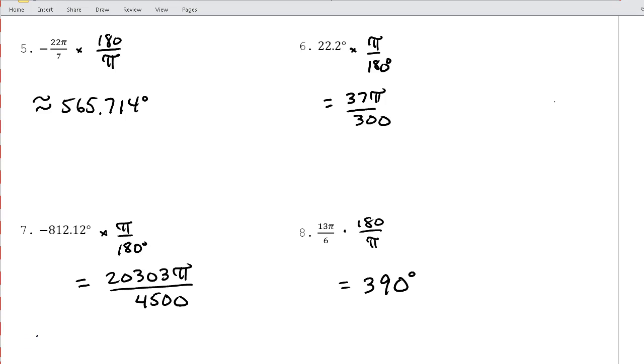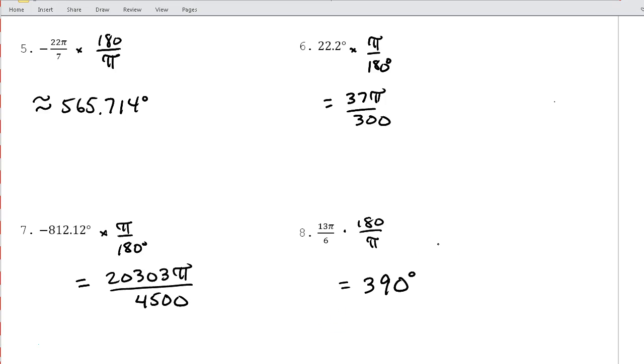So here are the solutions for 5 through 8. Couple things to notice here. For number 5, we've got an approximation here, so it's 565.714 degrees. But for 6 and 7, notice these two, I just left them as exact answers in terms of fractions in terms of pi. When I say in terms of pi, that means pi is part of the answer. And then number 8 just turns out to be 390.